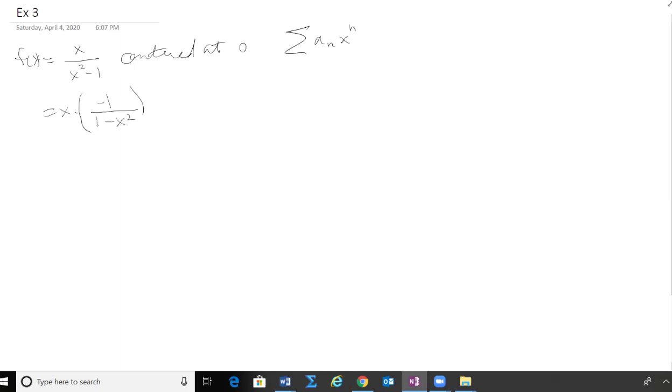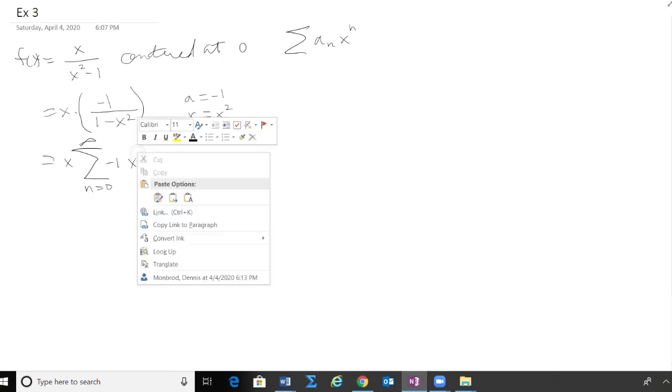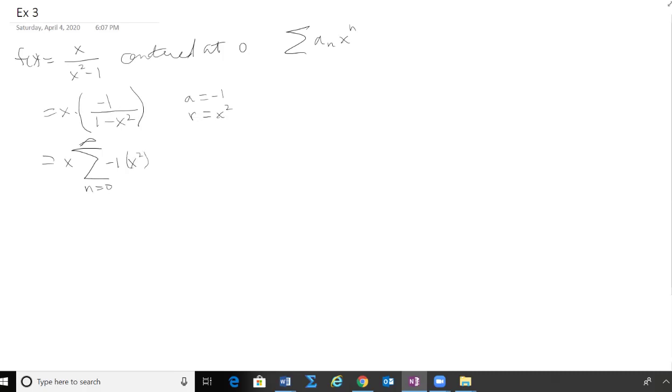So it's equal to x times this quantity, and I reverse the signs in here and move that negative in front of the variable term because I want to identify that now. And I can see this. I see an a equal to -1, and I see my r equal to x squared. So in my series now, I'll have x times this thing. I have a -1, that's the a, and the r to the n will look like this. You'll raise that to the n.